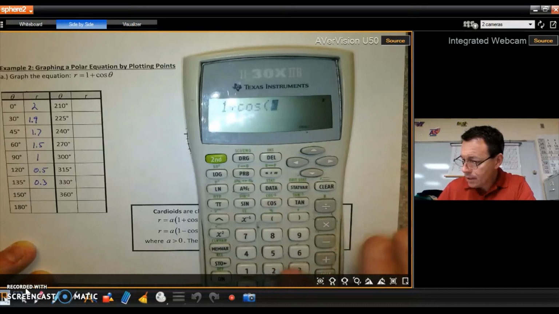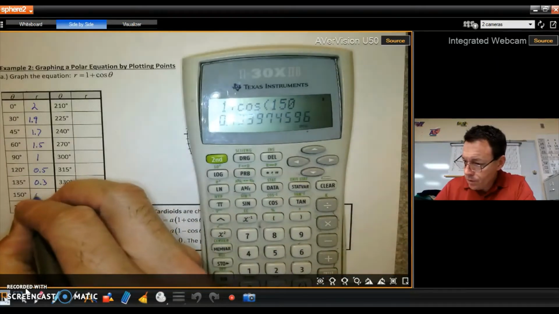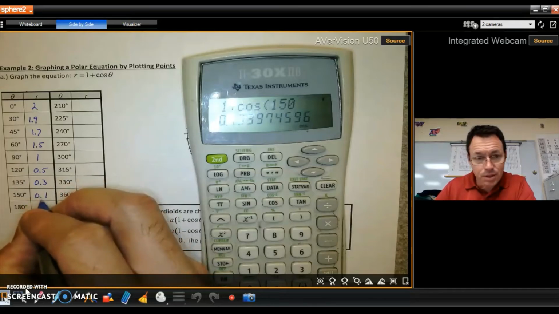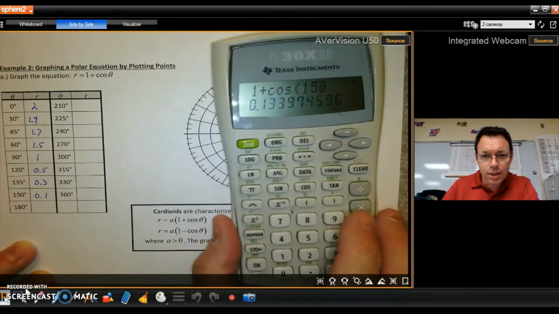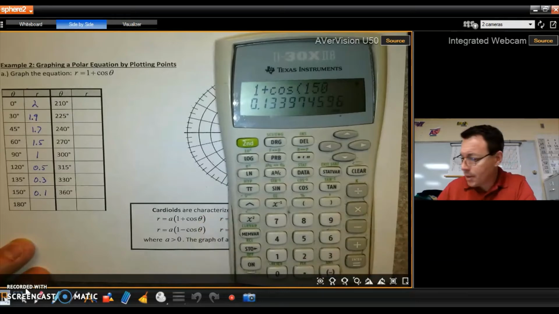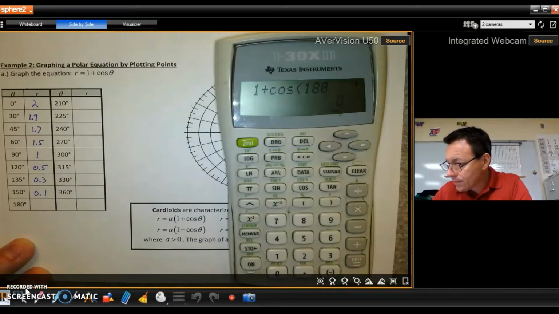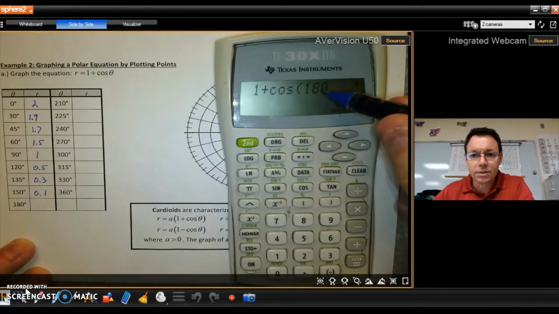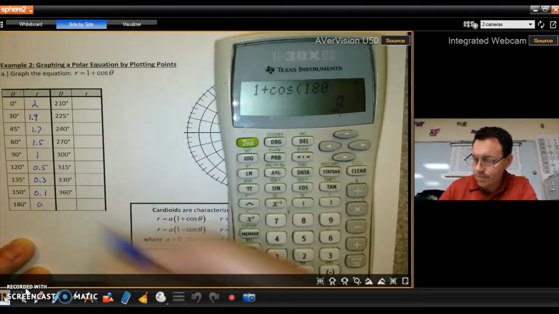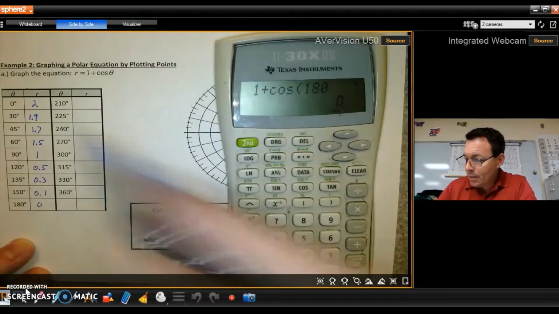1 plus cosine of 150. Ooh, 0.1. I'm just going to call that 0.1. Sorry, there's a glare. There you go. You can see mine a little bit better. 180. 1 plus cosine of 180 is 0. Oh, cosine of 180 is negative 1. And then negative 1 and 1. Okay, 0. All right. How about 210?